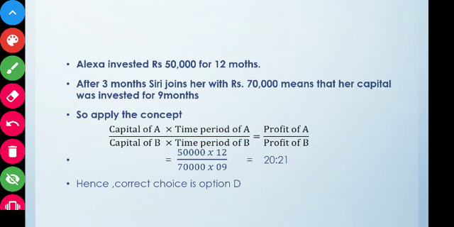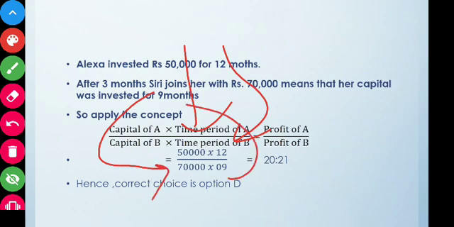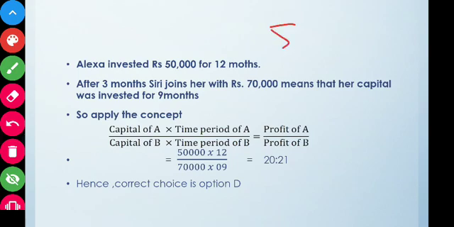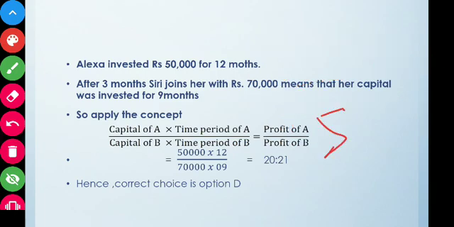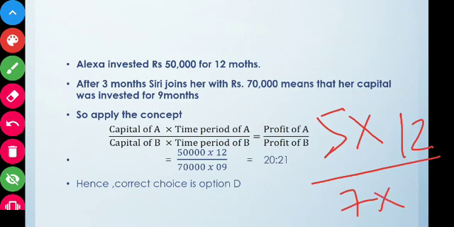Now applying the concept, the capital of A into the time period of A, by the capital of B into the time period of B, is equal to the profit of A by the profit of B. In this case, we assume Alexa as A and we assume Siri as B. So applying the formula, we get the capital of A, that is 50,000, into the time period, that is 12 months, by the capital of B, that is of Siri 70,000, into the time period, that is 9 months, which is equal to the profit of A by the profit of B. On solving, we get 50,000 into 12 divided by 70,000 into 9, which will become 5 into 12 by 7 into 9. We can cancel 3, that is 4 and 3.